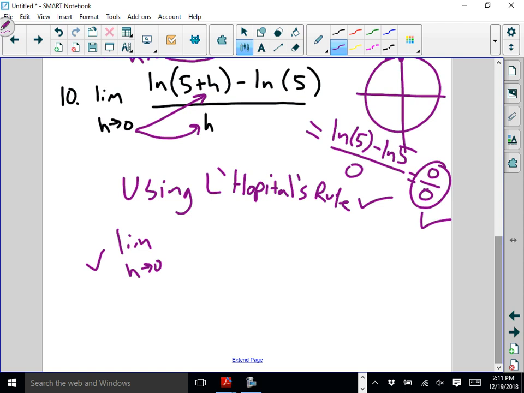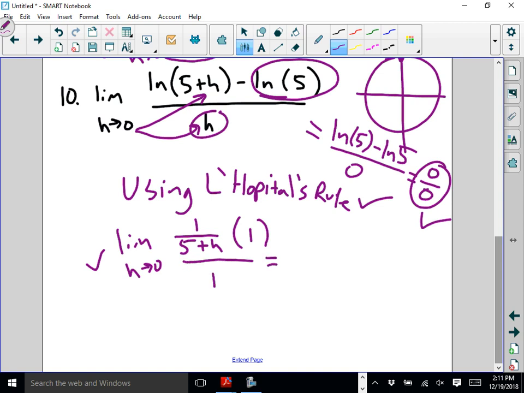So the derivative of ln of 5 plus h is 1 over 5 plus h times the derivative of 5 plus h. Well, the nice thing is the derivative of 5 plus h is simply 1. You don't need to write that times 1 if you don't want to. Okay? But you can. Again, the derivative of ln 5 is 0. The derivative of h is 1. So it's like this whole thing over 1, which I'm not going to write. So I'm just going to write it as 1 over 5 plus h. Now I'm going to plug that in. And I'm going to get 1 over 5 plus 0, or 1 over 5.